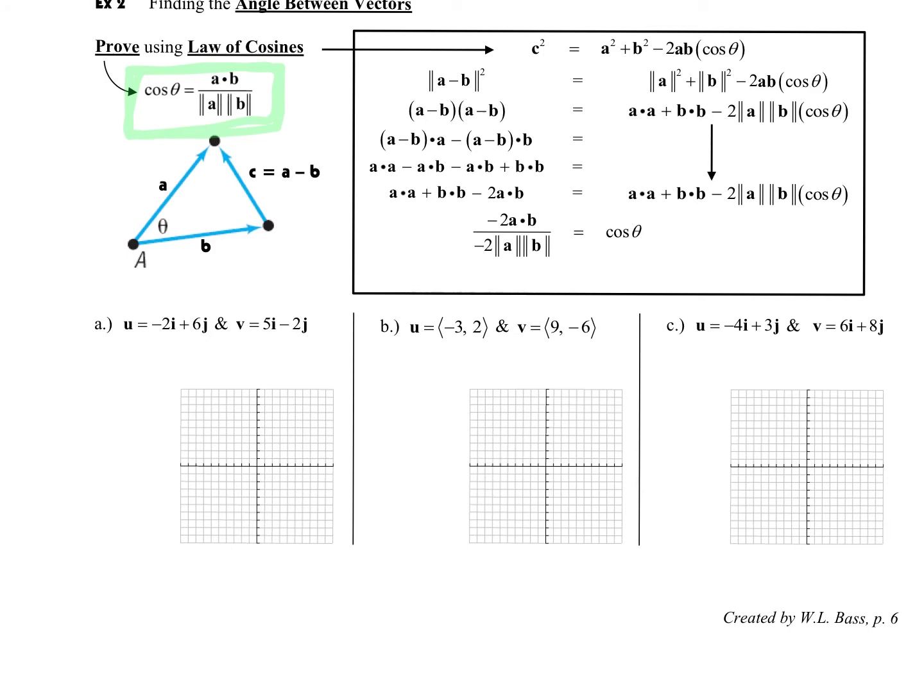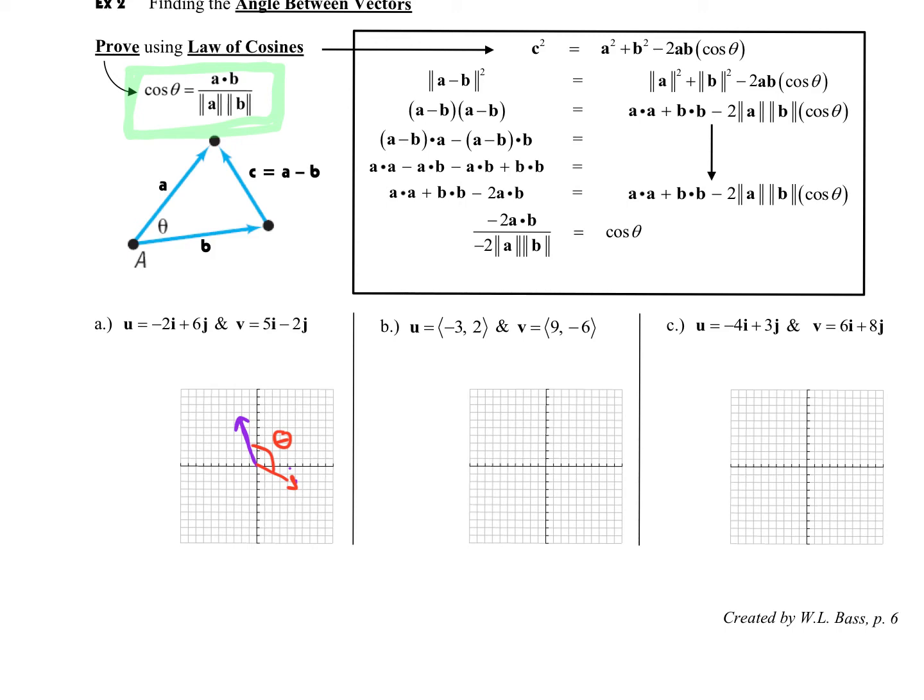So let's first quickly graph our two vectors right here. I'm going to graph this vector negative 2, 6, and that one's going to go negative 2, up 6. 1, 2, 3, 4, 5, 6. Hopefully I counted that right. And then I'm going to graph my vector v, which is going to go over 5, down 2. 1, 2, 3, 4, 5. There we go, and there is going to be my vector v. And the question that we ultimately want to find is, what is the angle between those two vectors?